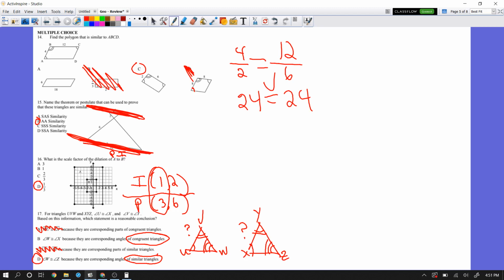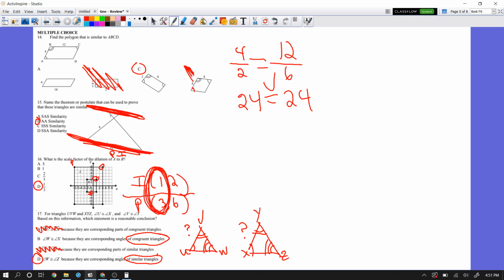This is us working on our dilation. So it goes A to B. Pre-image is A. Image is B. Okay, so to work backwards, all I did is choose the coordinates right here and right here. 1, 2, I wrote up top, and then 3, 6, I wrote on bottom. It gives you the scale factor.